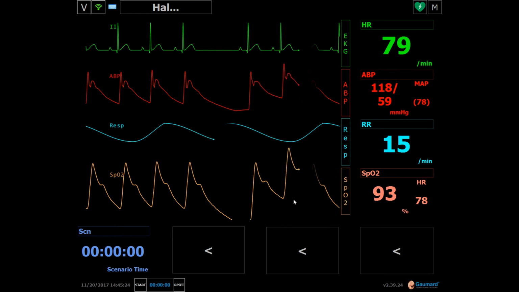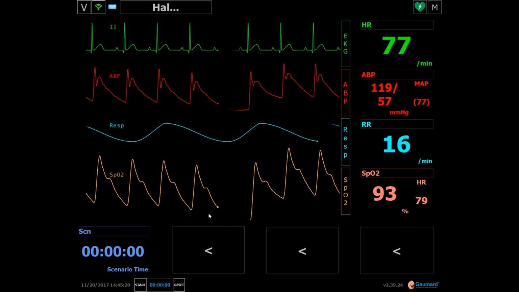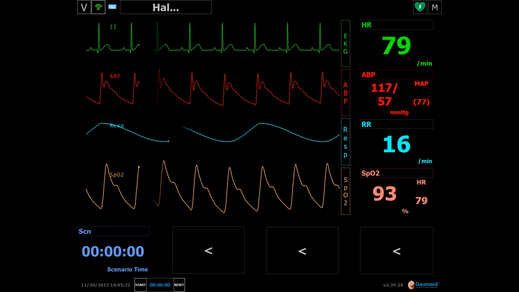SpO2 dropped a little bit. You're always checking the finger probe. Did it come loose a little bit? Is it a good enough reading? But either way, we feel pretty good about that rolling in bed. So he tolerated rolling okay in bed, and now you've decided to go from supine to sit. So you're going to work with him there.